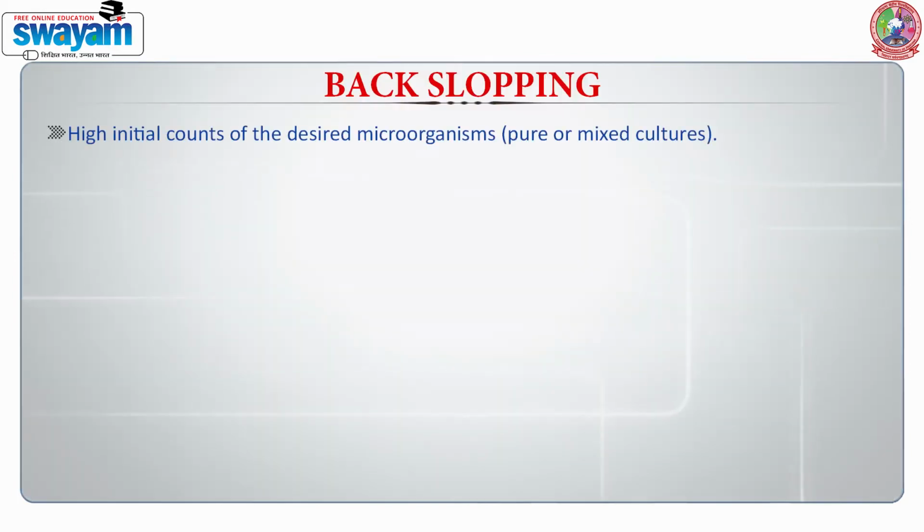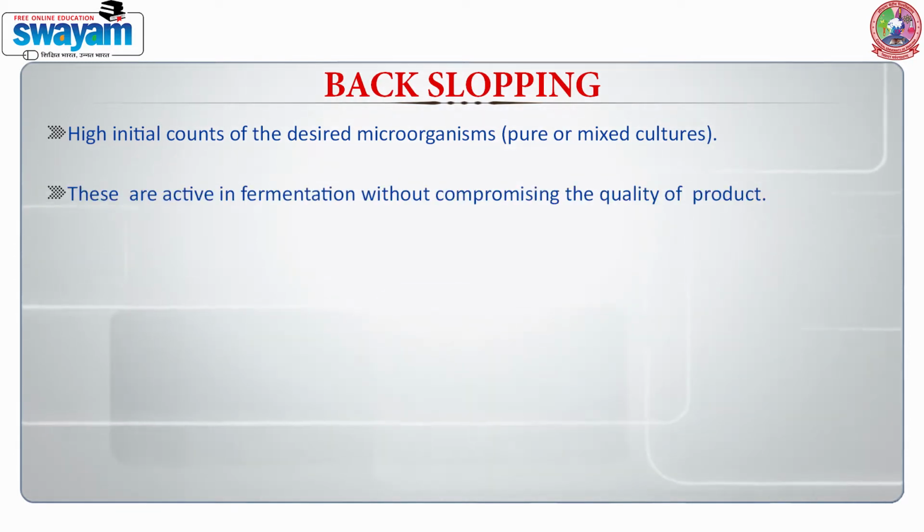There is another type of starter culture which has been utilized since ancient times. That practice is known as back slopping. In this process, high initial counts of the desired microorganism, whether it is a pure or mixed culture, are utilized. These are active in the fermentation without compromising the quality of the product.